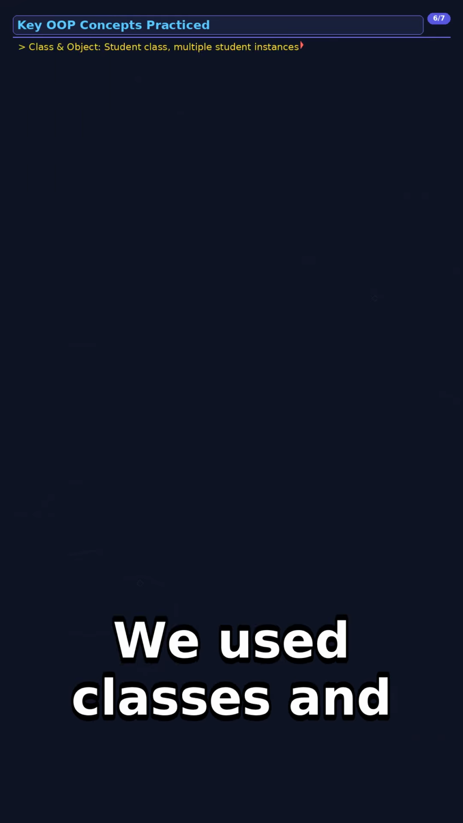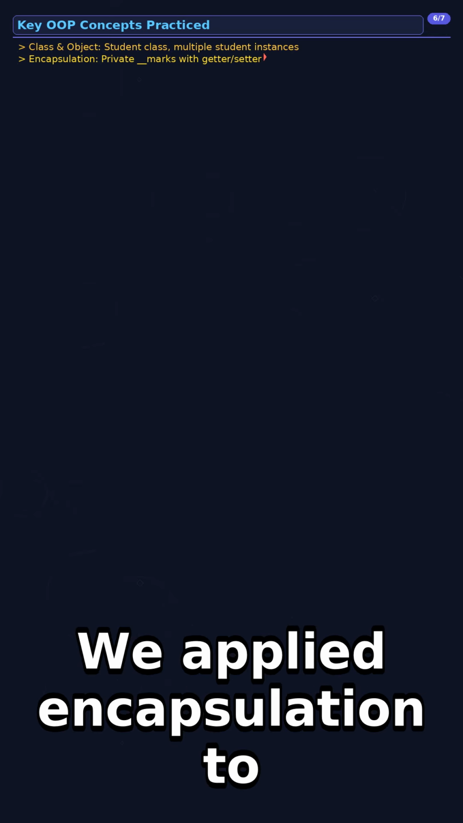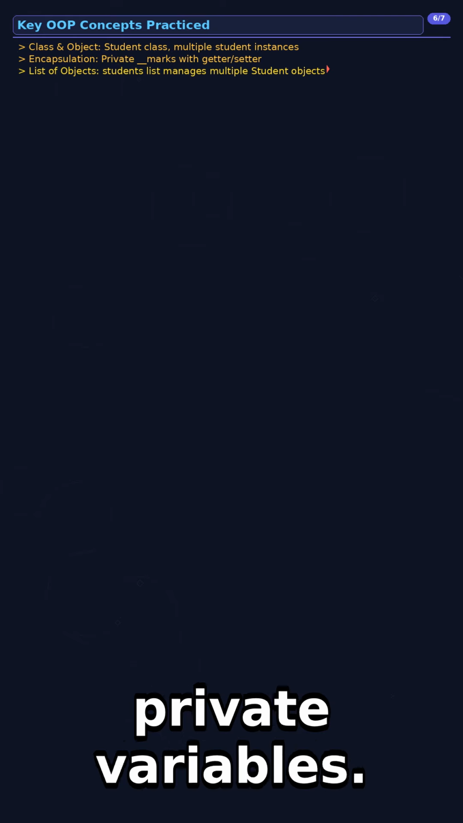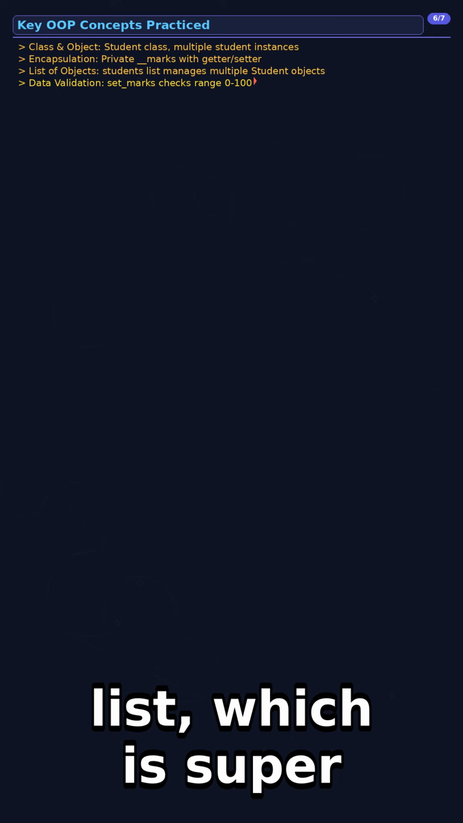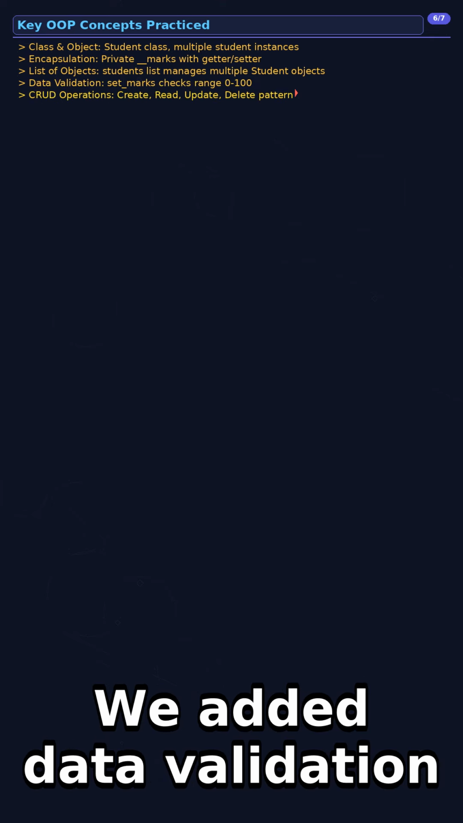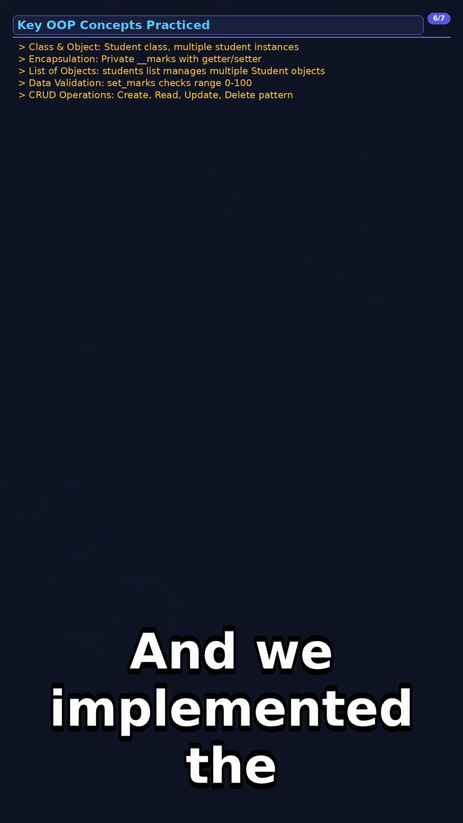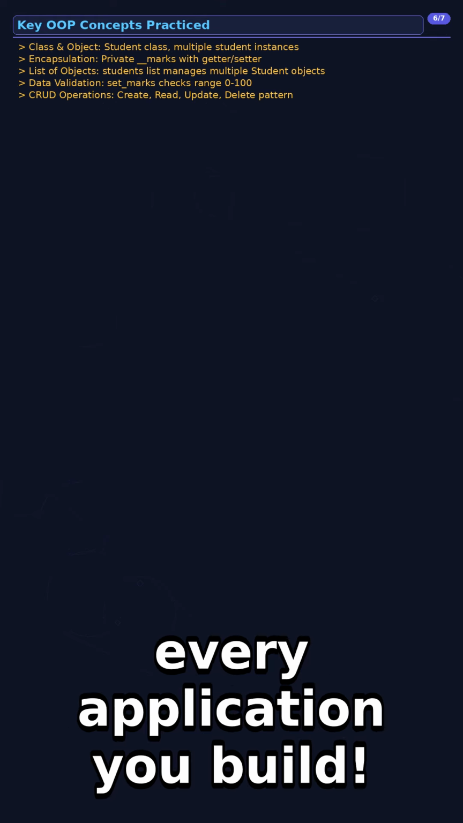So what did we practice here? We used classes and objects to model real-world entities. We applied encapsulation to protect sensitive data with private variables. We managed a collection of objects using a list, which is super common in real applications. We added data validation to maintain integrity. And we implemented the complete CRUD pattern that you'll see in almost every application you build.